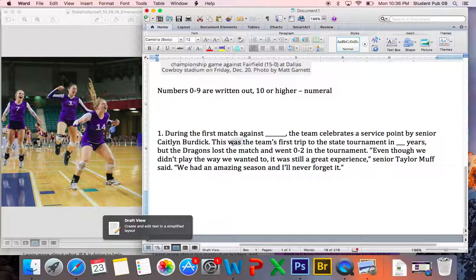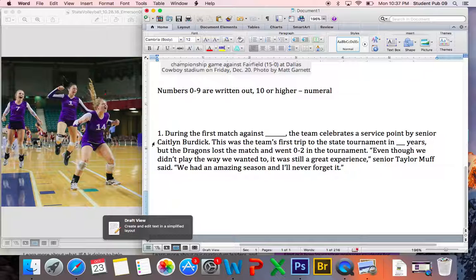And then "this was" is past tense. So the second sentence is always past tense. This was the team's first trip to the state tournament in X amount of years, but the Dragons lost is past tense, and went is past tense. And then the quote: "Even though we didn't play the way we wanted to, it was still a great experience," Senior Taylor Muff said, period, "We had an amazing season, I'll never forget it," period, quotation mark. It's very important that you end that way.